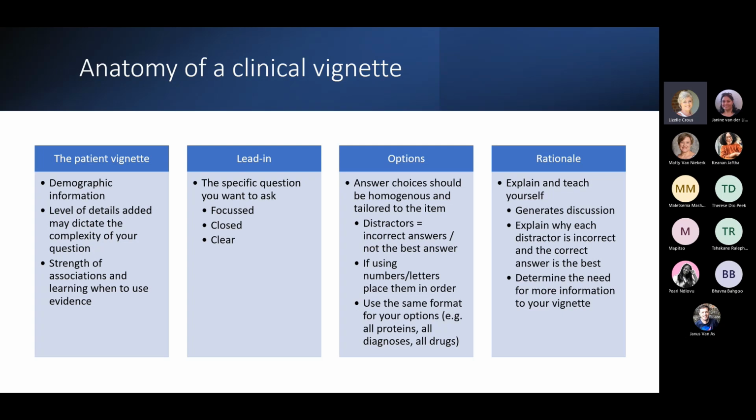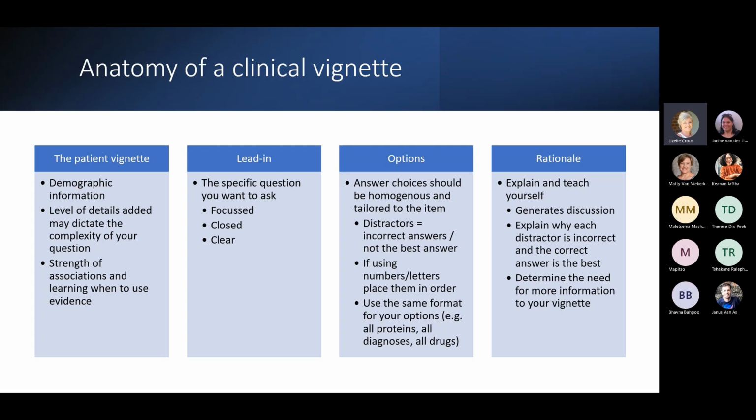And then how you structure your answer options, there has to be choices, and they should be similar in the choices here. And then the distractors, the incorrect answers, should not be the best answer. If using numbers and letters, place them in order and use the same format for all your options. So don't make it easy, like I was saying, for people to guess by how you are structuring your options or your possible answers.